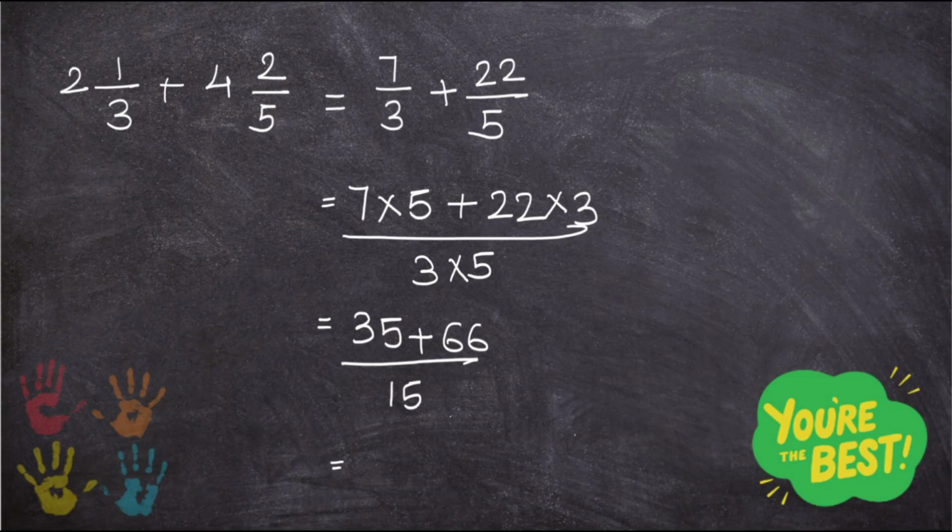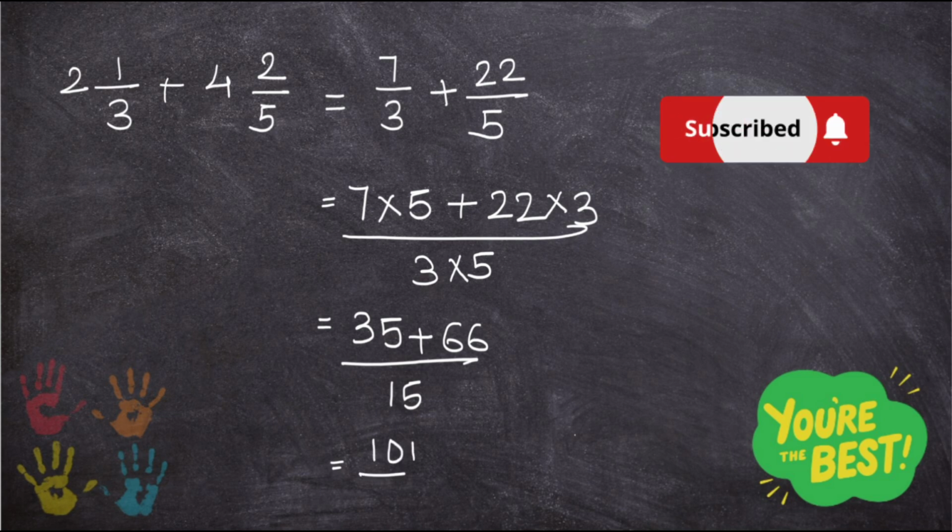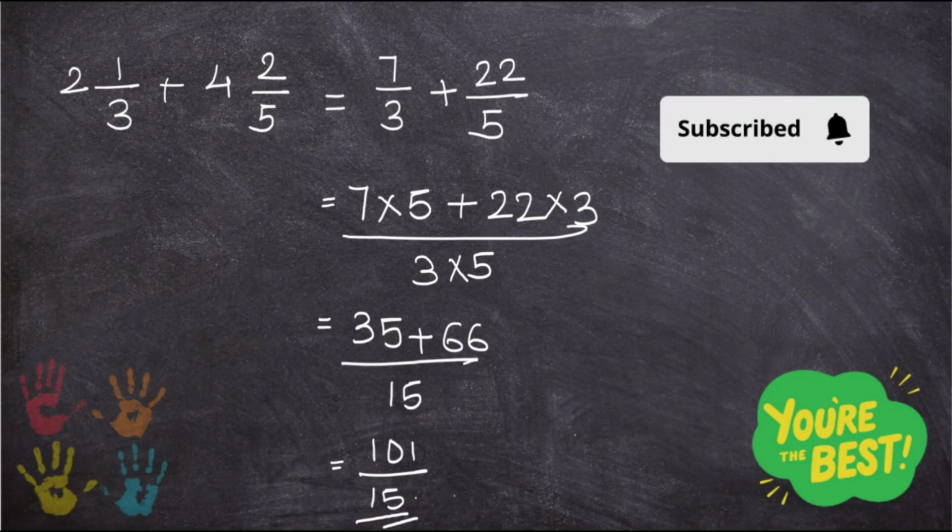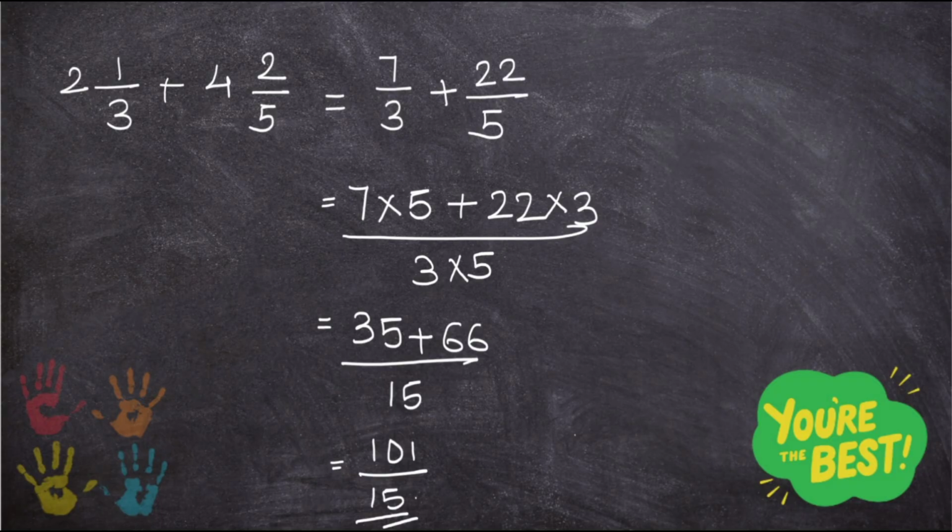And when I add it, I'll get the answer as 101 upon 15. Okay. So over here, the answer of this addition of two mixed fractions will be 101 upon 15.